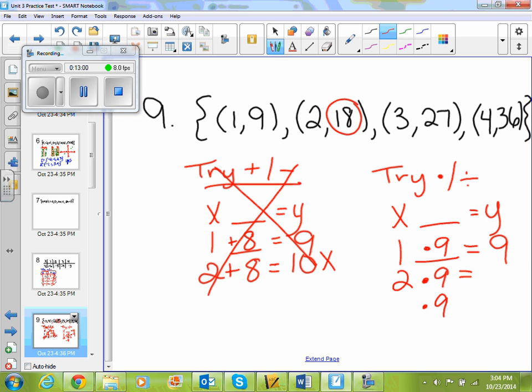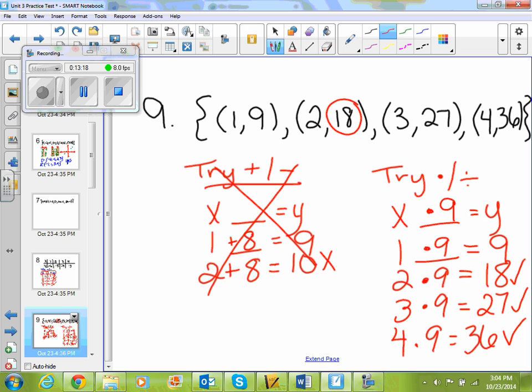2 times 9 gives me 18, which is what we wanted. 3 times 9 gives me 27, which is what we wanted. 4 times 9 gives me 36, which is what we wanted. So I know my pattern is multiplying by 9. So I know that my function is x times 9 equals y. You could also write it as 9x equals y. Okay, it means the same thing.